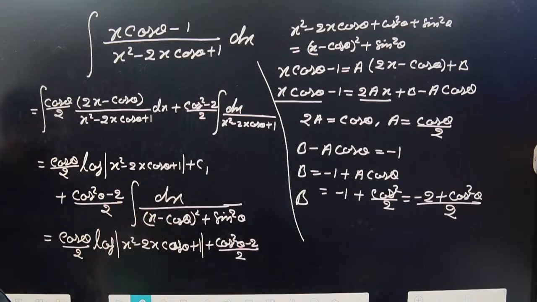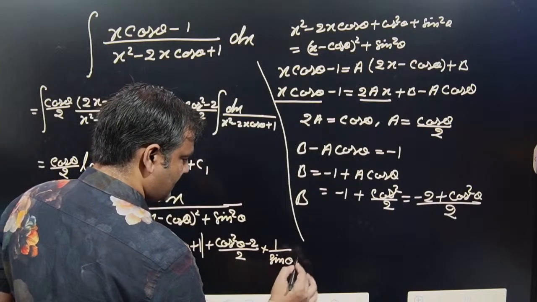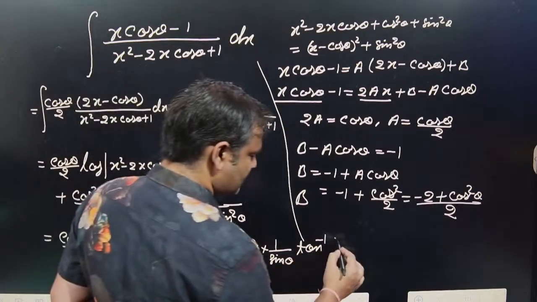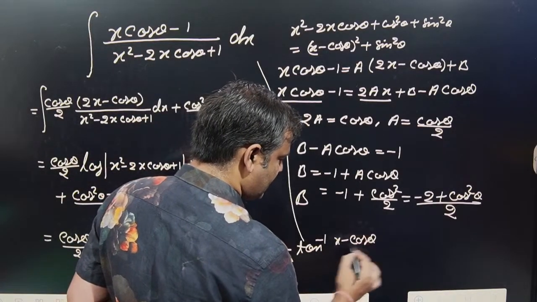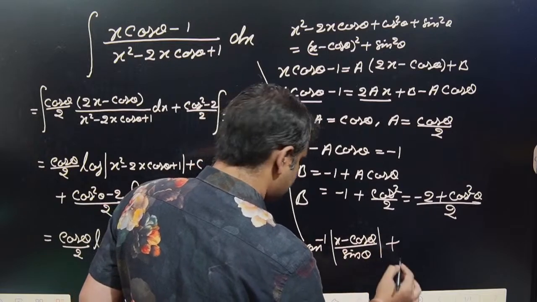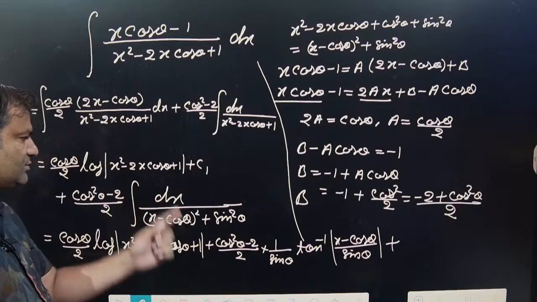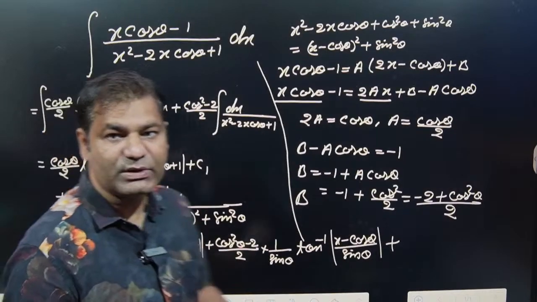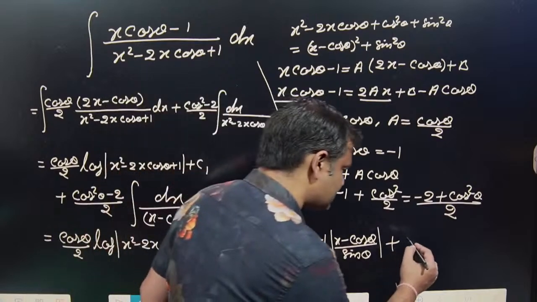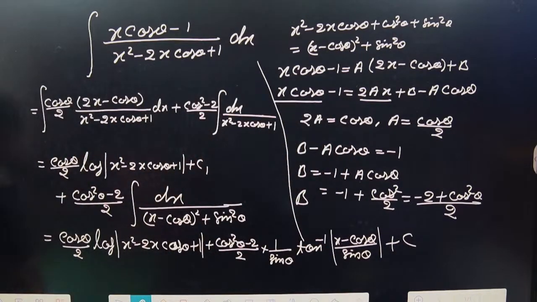What about that value? This one is written as 1 by sin theta into tan inverse of x minus cos theta divided by sin theta, plus a new constant C2. So corresponding to C2 and here C1, C1 plus C2 is replaced by another constant C. I hope it is clear. So the final answer looks like this.